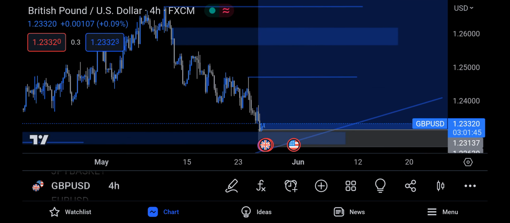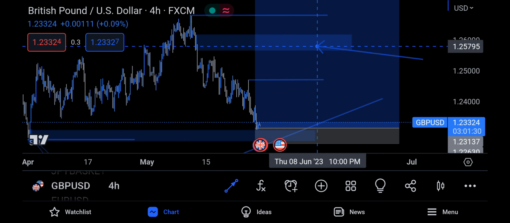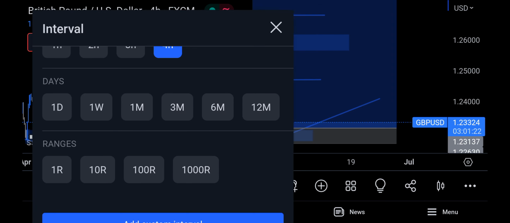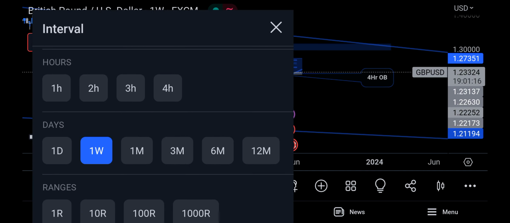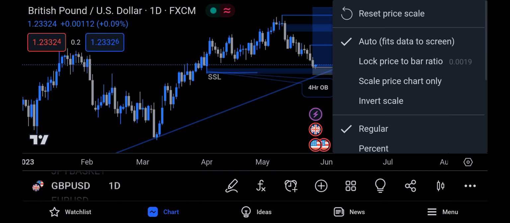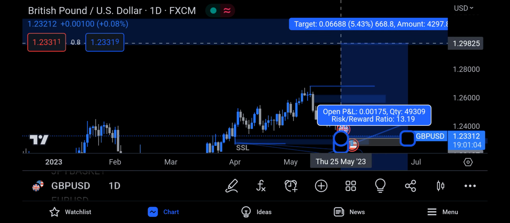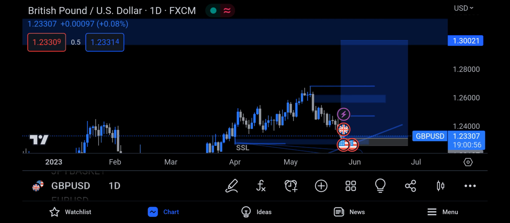First is here, first TP. Second TP should be inside this other block here, supply rather. Then third TP should be around here. We should expect price to create another high around, let's say, 1.30, which is a round figure.